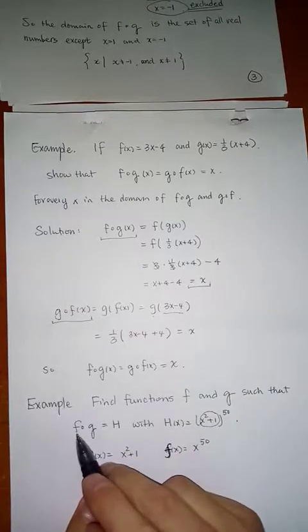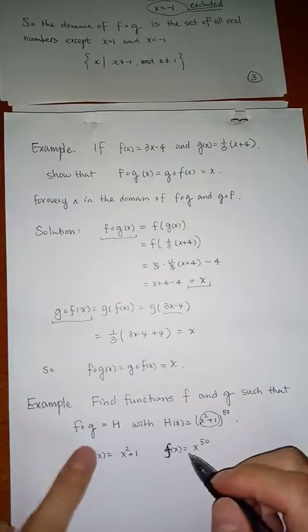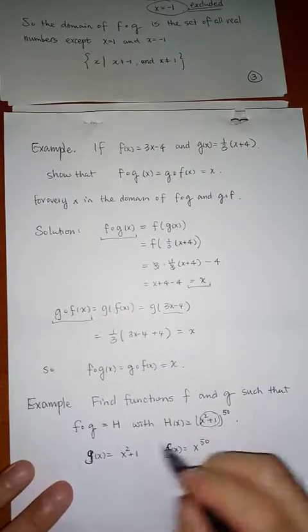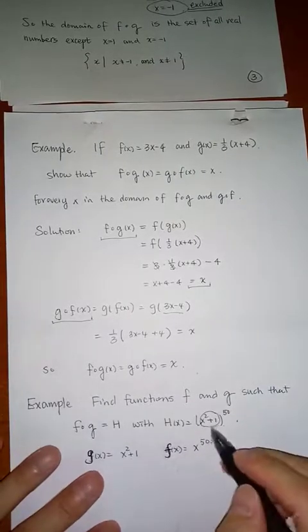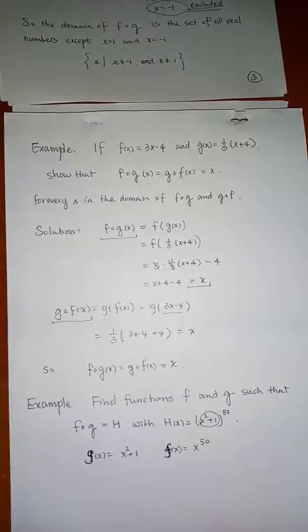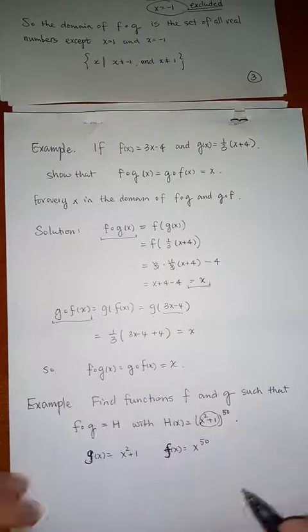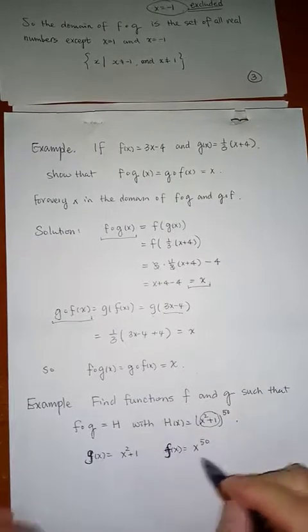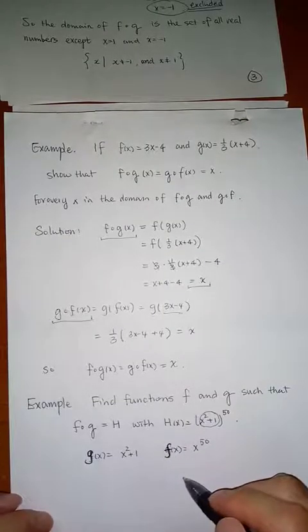Because in the problem, they want F composed with G. G is applied first. Okay, so first job, you compute square plus 1. You just check what is your first step. And then from the first step, you apply the second step operation. And this is the correct choice.